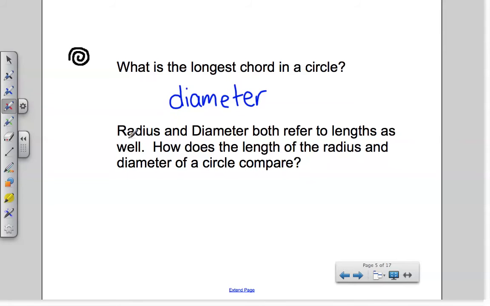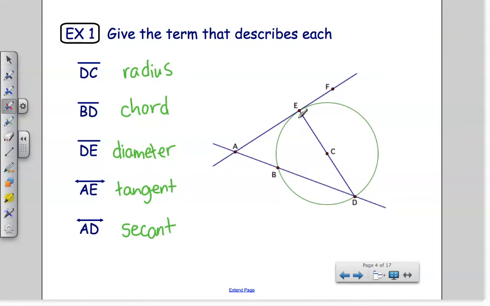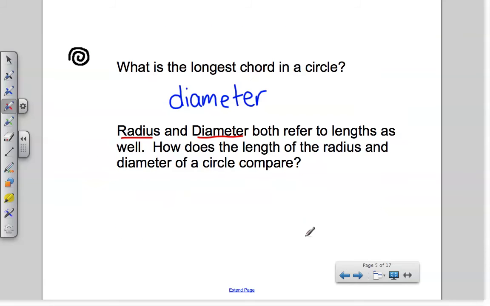And then talking about the relationship between radius and diameter, they can also both refer to lengths. They don't just have to be talking about the segments, but you talk about the length of the radius or the length of the diameter. And my question is, how do they compare? How does the length of the radius compare to the diameter? Well, think about every diameter. Isn't this diameter made up of 2 radii? I mean, DC was a radius, right? Well, DC is a radius, and so is EC. You have 2 radii making up 1 diameter.